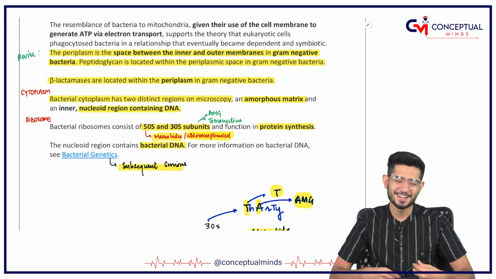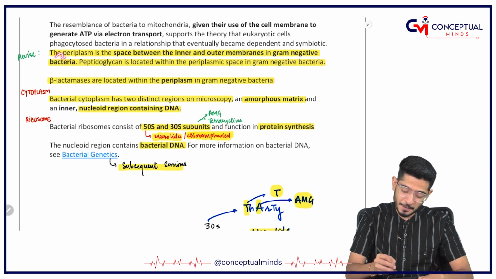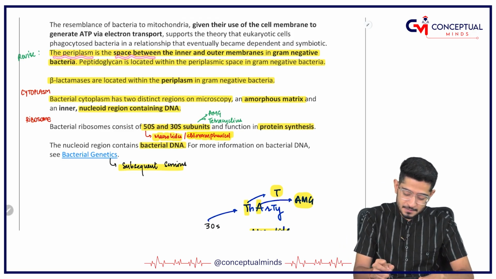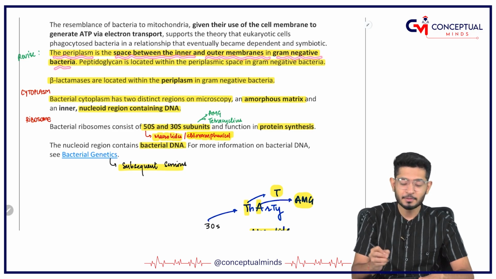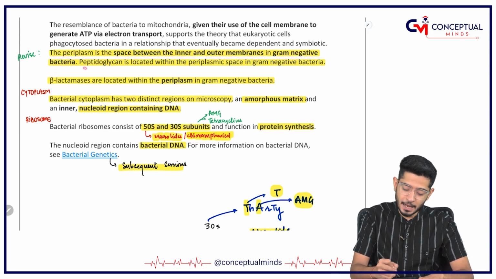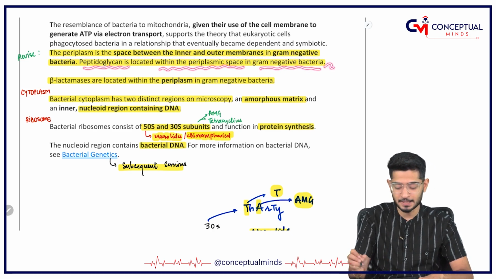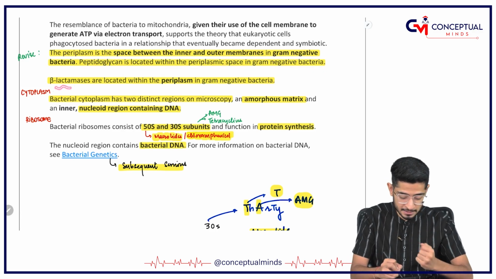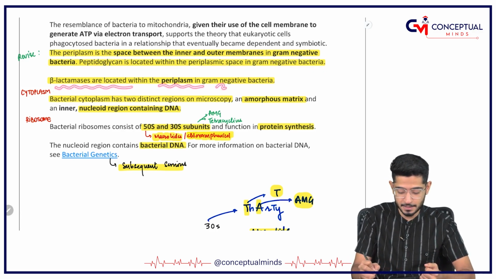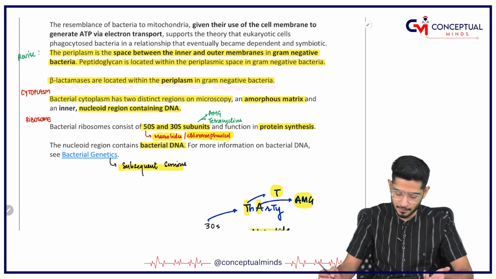So let's do a quick revision, that the periplasm is the space between the inner and outer membrane in the gram-negative bacteria. Okay, and peptidoglycan is located within the periplasmic space in the gram-negative bacteria, and beta-lactamase are also located in the periplasmic space in the gram-negative bacteria we have discussed.